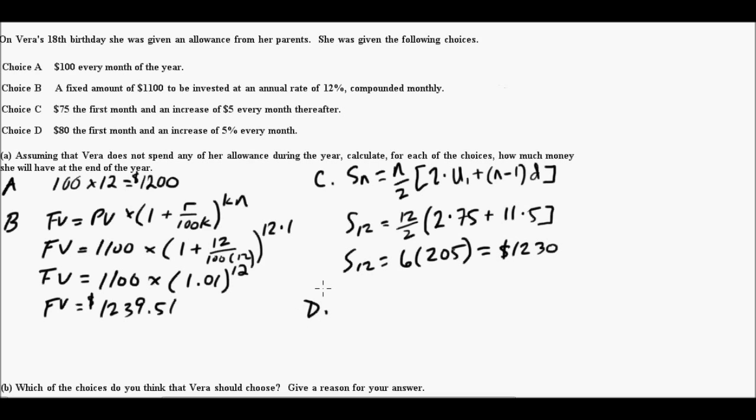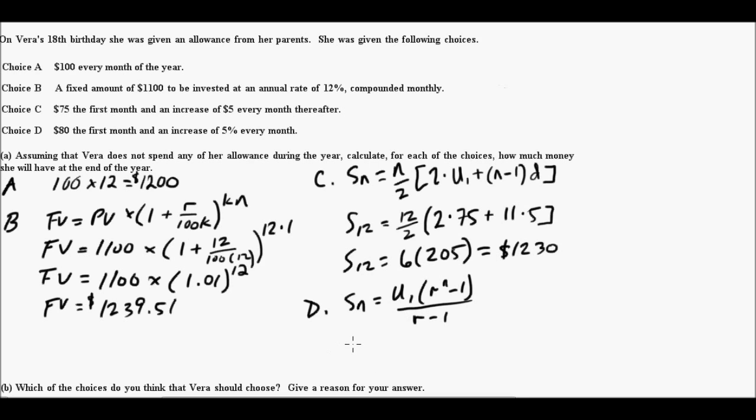Now, for part D, 80 for the first month, an increase of 5% every month. Well, that's a geometric sequence. It's increasing 5%. Now, the only trick with this one is basically, it's a geometric sequence. We can use the geometric sequence formula, which is the first term times the ratio to the nth term minus 1 over r minus 1.